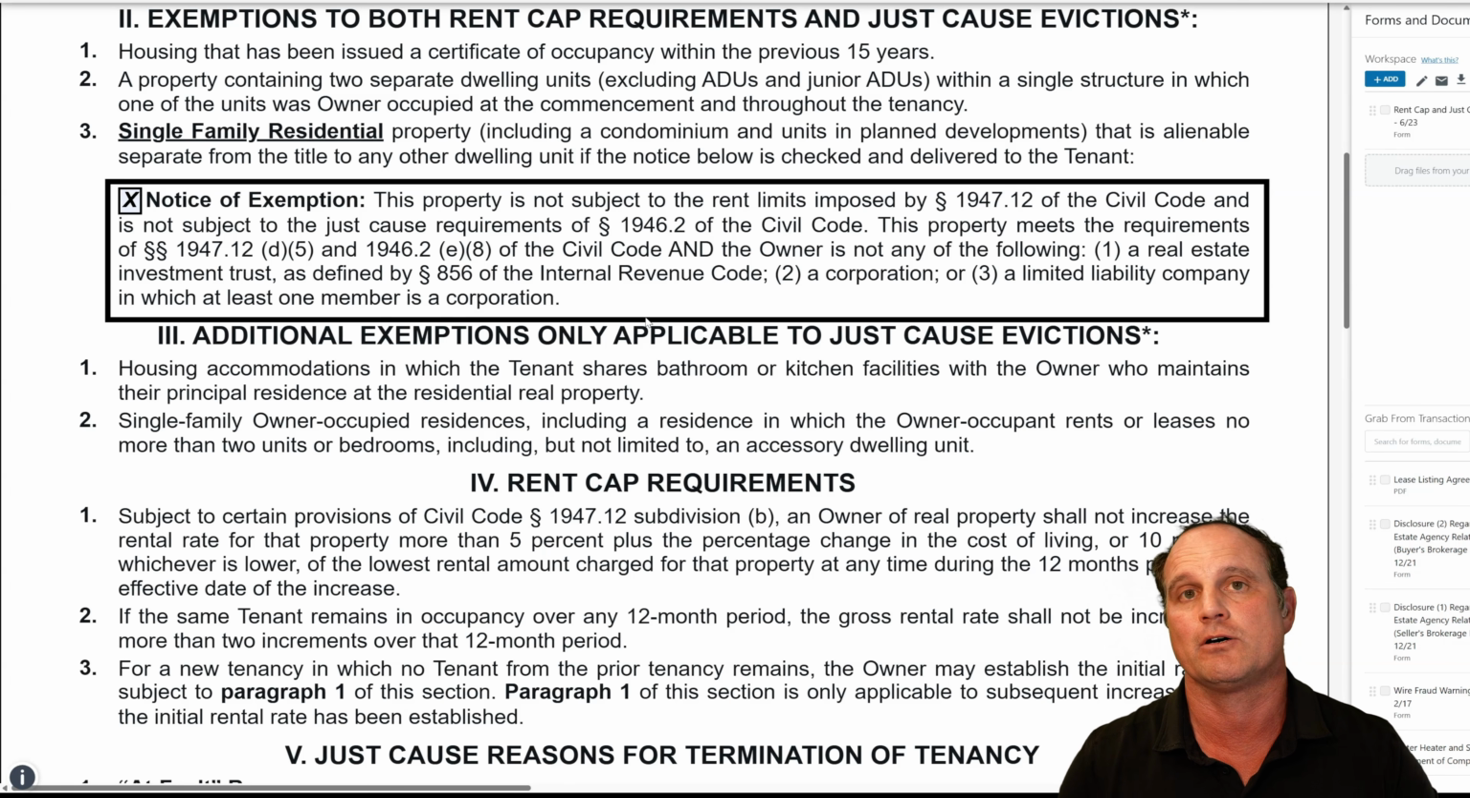A renter needs to know about the exemption. So without this exemption language, a property does not have the exemption from the Tenant Protection Act, and the rent increase is capped, plus there are some other protections we won't go into in this video.